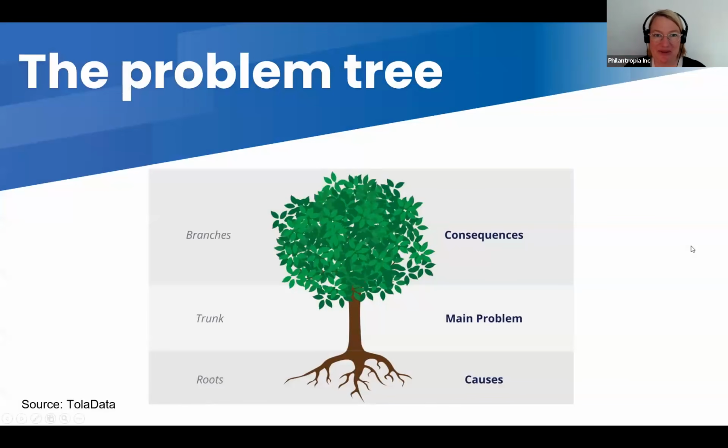So here's the problem tree that I kept talking about. And this is a great method to plan projects that is really, really helpful. So you can think of it as a tree where you start with the main problem in the middle on the trunk section. Again, it's not always that easy to define the main problem, and it might need some discussion. It might need some time to figure out what the actual main problem is.